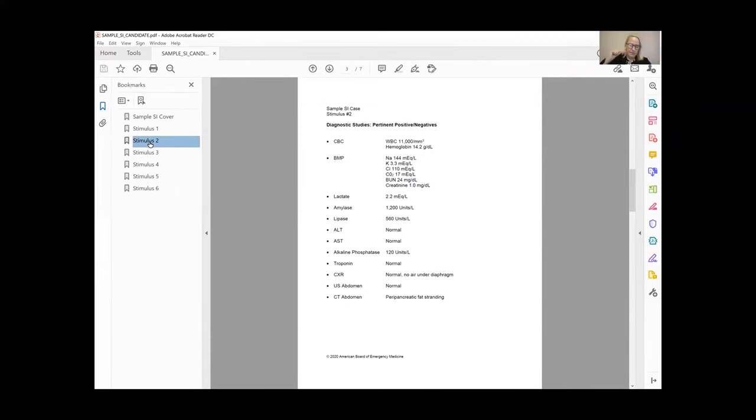I would start IV fluids. I'd give a liter bolus, reassess after the liter for a second liter. I would give him some antiemetics, some medication for pain, and I would make sure that nursing is aware that he needs to be kept NPO at this time.